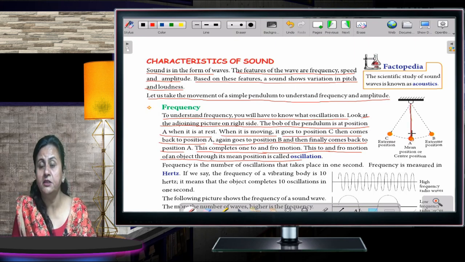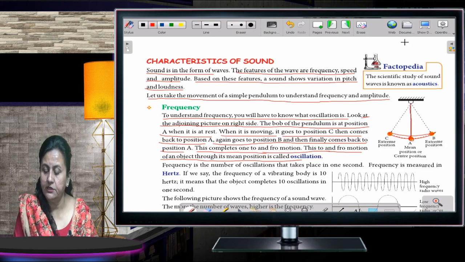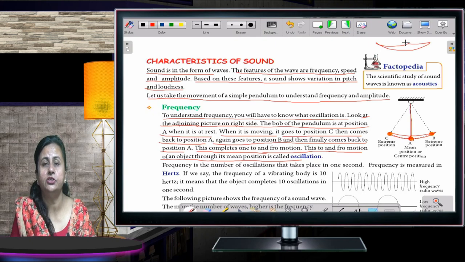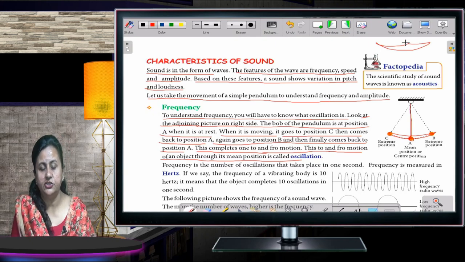Now, see, this is the bob you have seen. It's on the mean position. When it moves, it will go here, then again it will come here. Then it will go and then it will come here. This is known as oscillation. Going from here, and again coming back to its mean position, that is called oscillation. Fine.